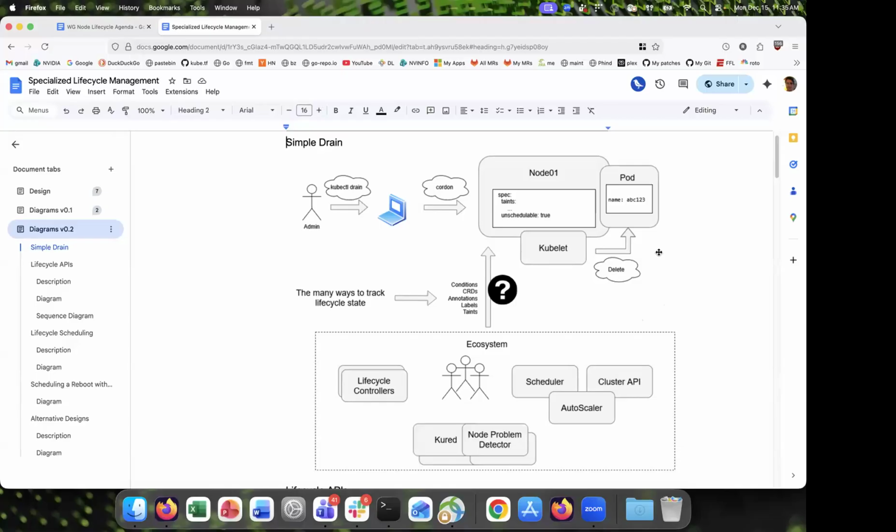So that's my intro to this: there's just a lot of fragmentation, and I'm looking to see if there's a way we can address that.